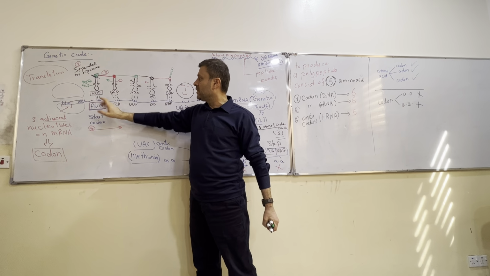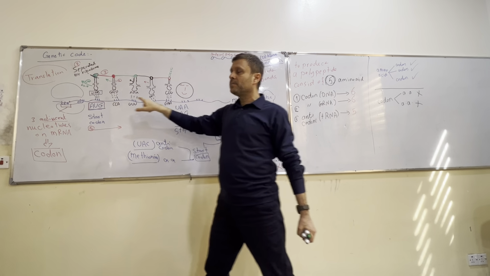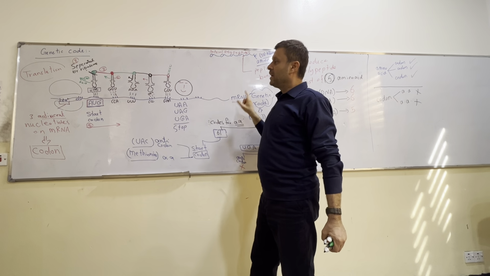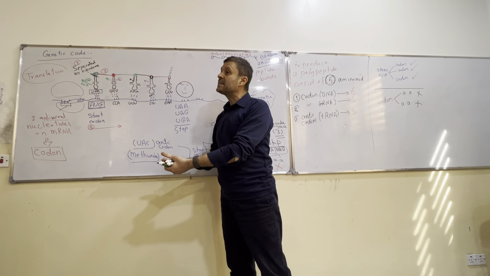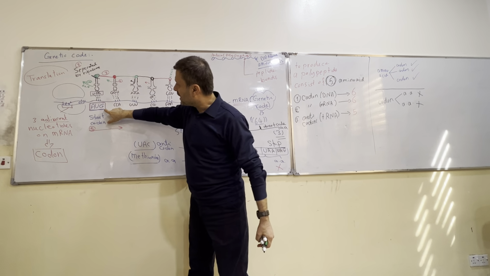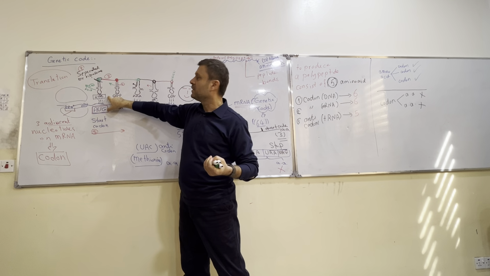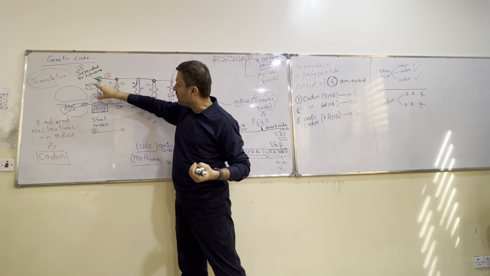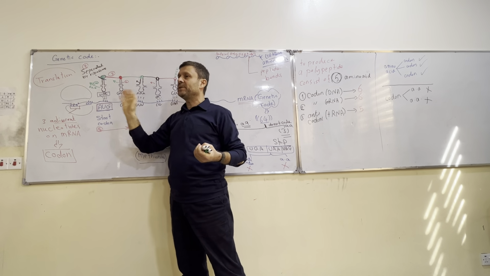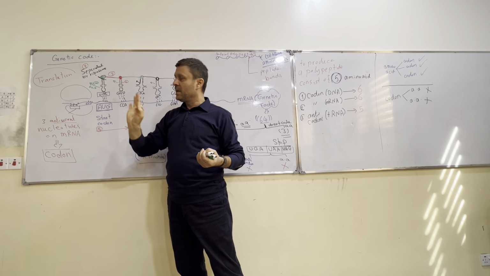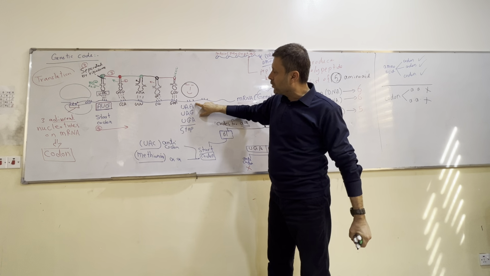AUG. It locates on the mRNA. It's the location where translation begins. Its anticodon will be UAC, and the first amino acid determined with the AUG will be methionine. Also, we have special codons called what?